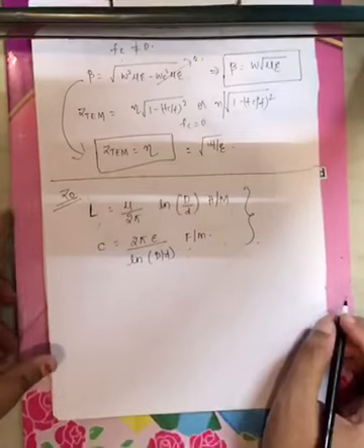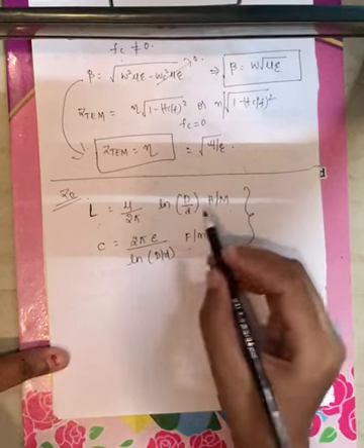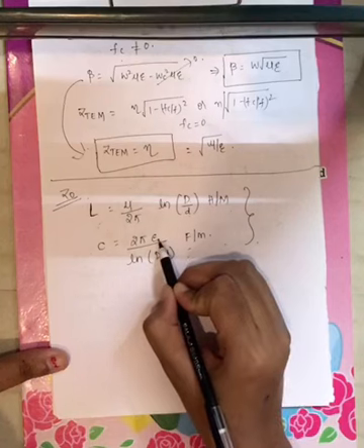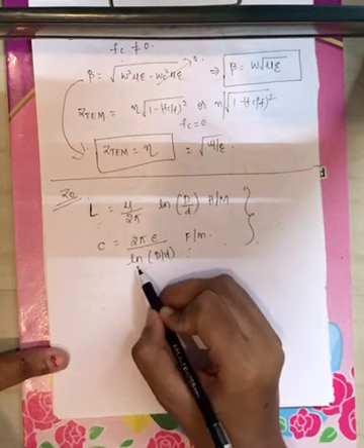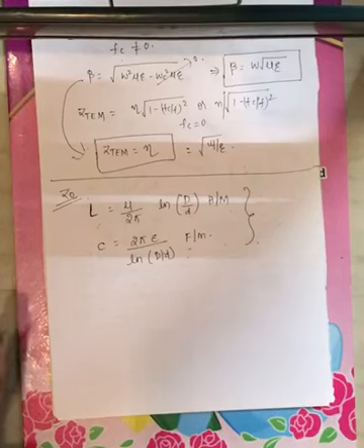Now capital D is the diameter of the outer conductor, and small d is the diameter of the inner conductor, where epsilon is that of the insulator, right? Capital D is the diameter of the outer conductor, and small d is the diameter of the inner conductor.